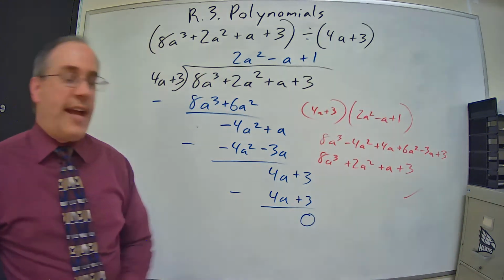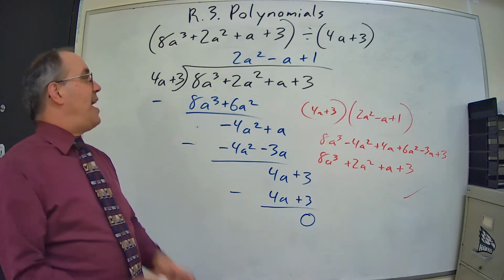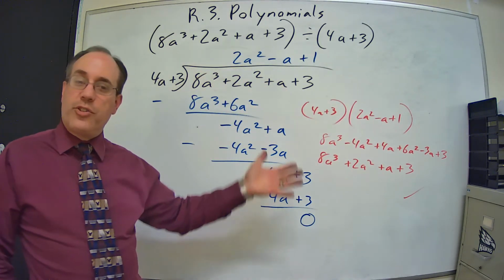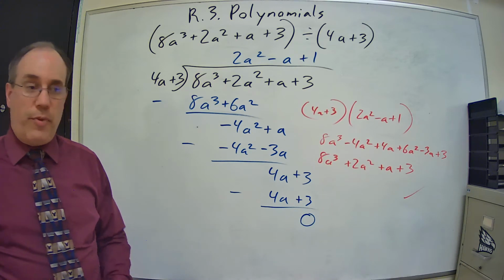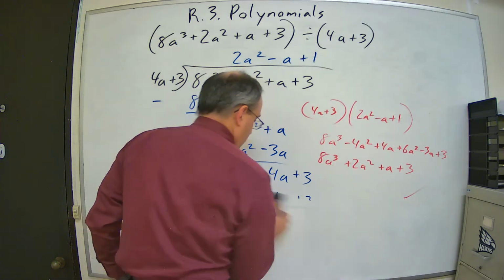Right? Check, it worked. So you can always do that. You can multiply back through to make sure that your division turned out correct. So let's do another example of this.